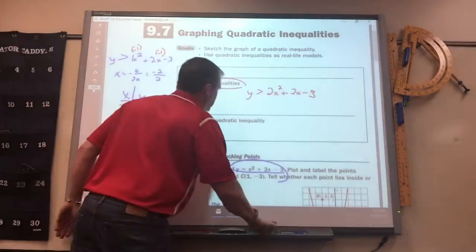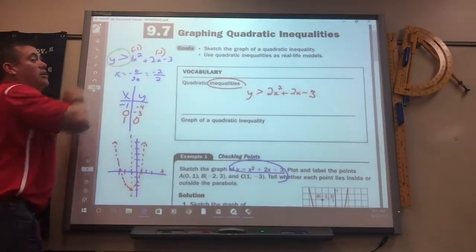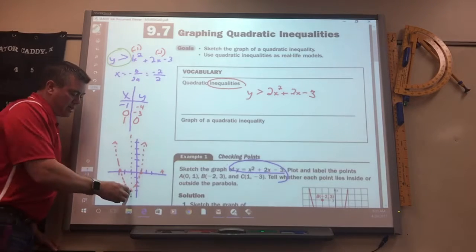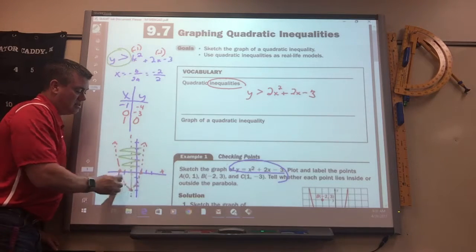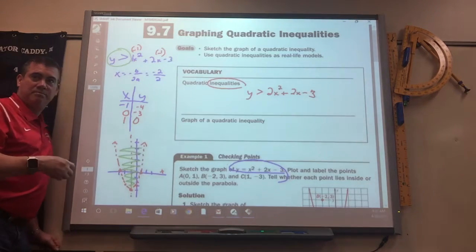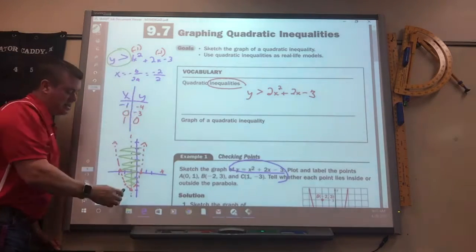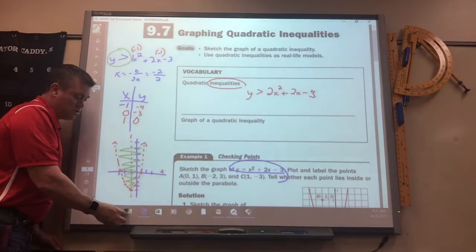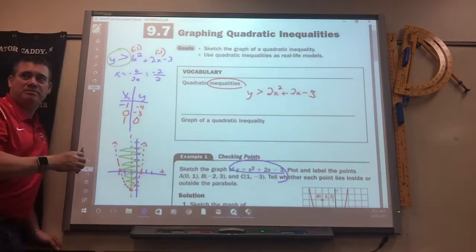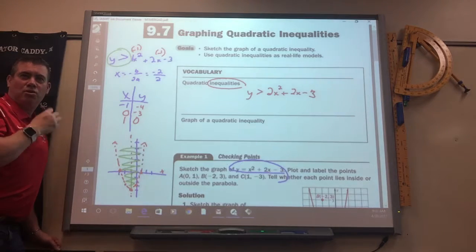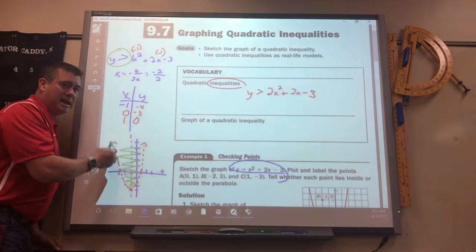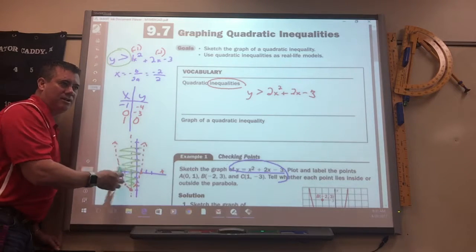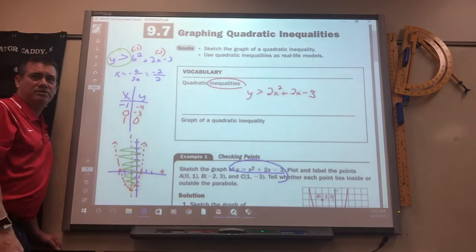All you do is you look at y is greater, so you go to the vertex. Greater is up, which puts you inside the parabola, so you shade the inside. If it would have been y is less than, that's below, so you would have shaded the outside of the parabola. So the only thing different than what we've done before is now it could be a dotted line, and you're going to have to shade either the inside or the outside. Everything else is exactly the same.